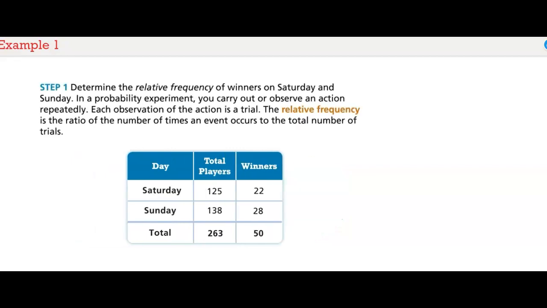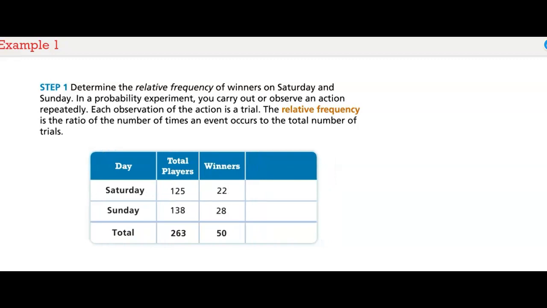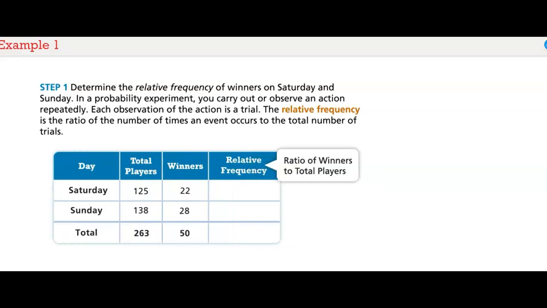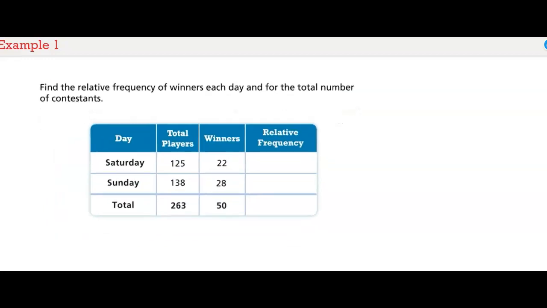The first step is to determine the relative frequency of winners on Saturday and Sunday. In a probability experiment, you carry out or observe an action repeatedly. Each observation of the action is a trial. The relative frequency is the ratio of the number of times an event occurs to the total number of trials. In this case, it is equal to the ratio of the winners to the total number of players. We can find the relative frequency for Saturday and Sunday and for the total number of players.